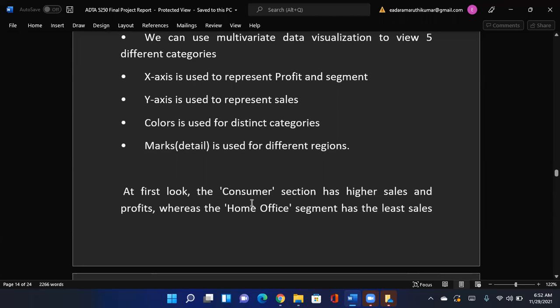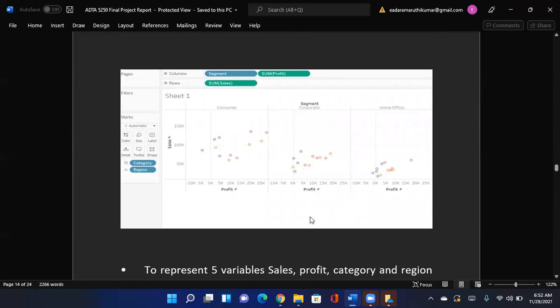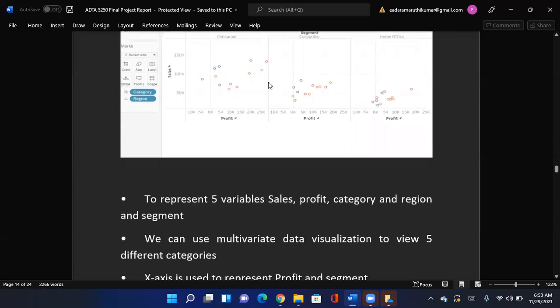At first look, the consumer segment has the highest sales and profits, whereas the home office segment has the least sales. This is the consumer, this is the home office. By looking at this scatter plot graph only, we can directly see that the consumer segment has the highest profits, and the home offices have the least profits compared to, say, corporate. Corporate is at a minimum median, but it's not higher. It's the same as the home offices. By looking at this graph, we get a clear picture of the topic.